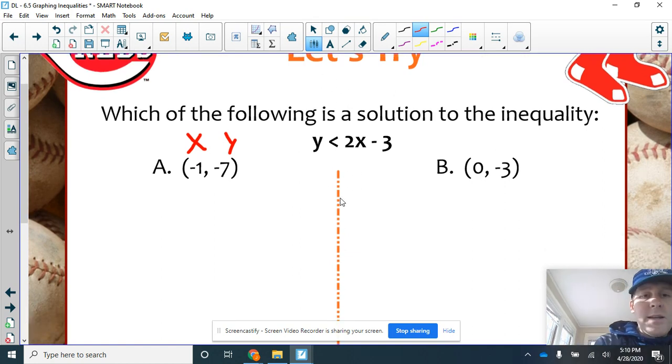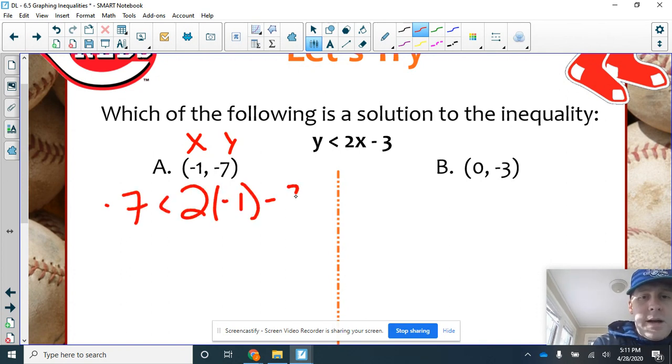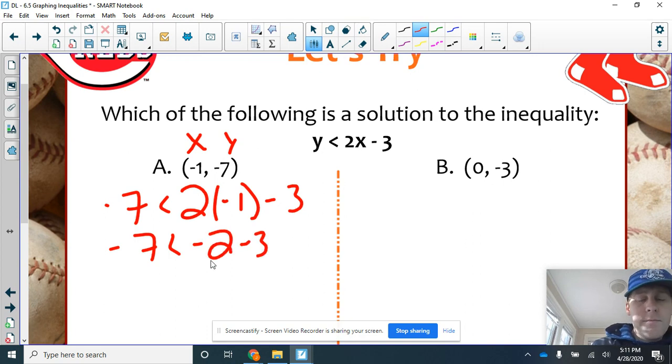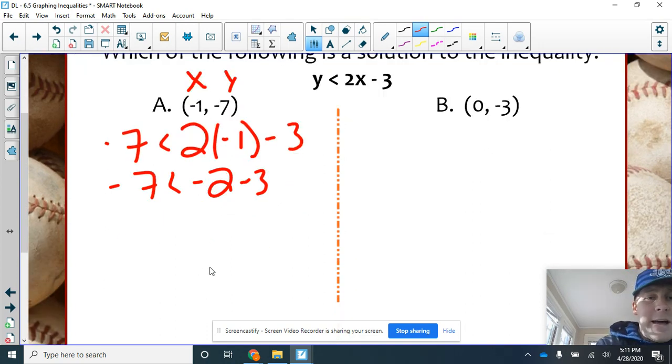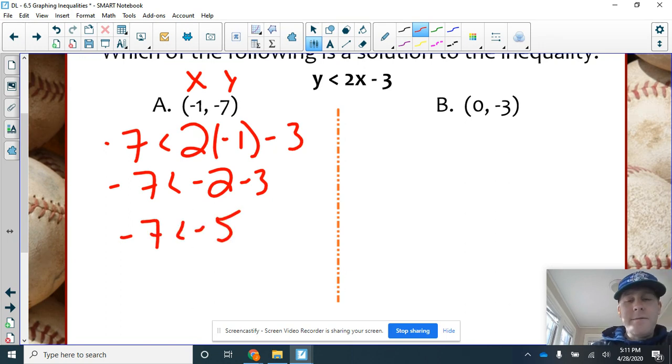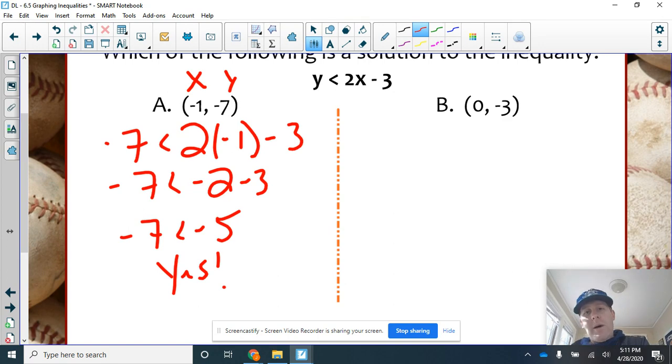Does -7 less than 2 times x, 2 times -1, minus 3? Let's simplify. -7 is less than 2 times -1, which is -2, minus 3. -2 minus 3 is -5. So is -7 less than -5? It is, yes. Since that statement is true, we say yes, this is a solution to that inequality.